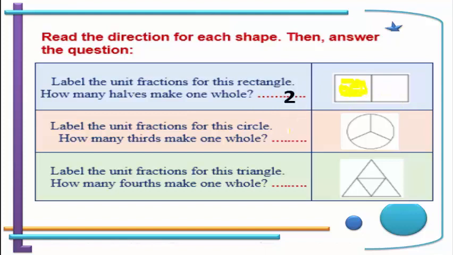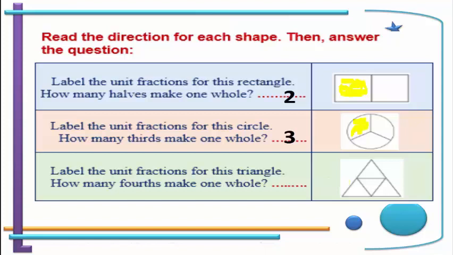Label the unit fraction for this circle. Where is the unit fraction? We have 3 parts. The unit fraction represents 1 over 3 or the third. Yes? And how many thirds make one whole? 1, 2, 3. We have 3 thirds.